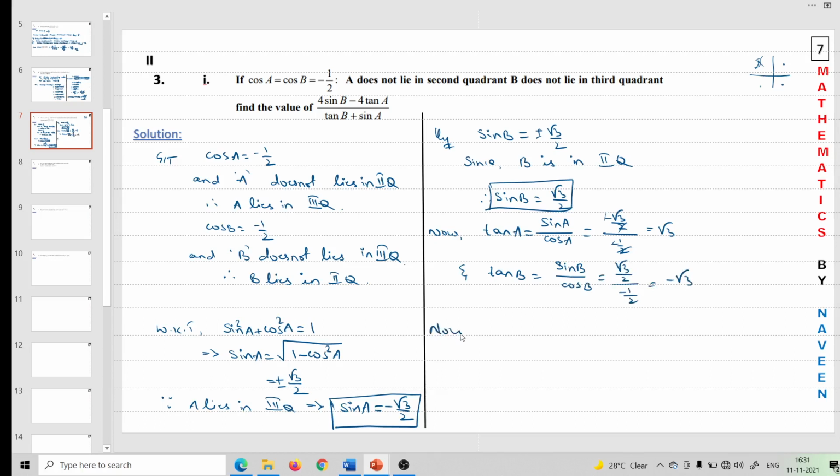Now we have to find this one, which is equal to 4 into sin B value, root 3 by 2, minus 4 into tan A value, root 3, divided by tan B plus tan A. Tan B value is minus root 3, plus sin A value is minus root 3 by 2. Right? You have to simplify it. You get the required solution. So the final solution is 2 by 3. Sorry, here there is a printing mistake in the question. Here it is not 4, this one is a 3. So here I am writing.